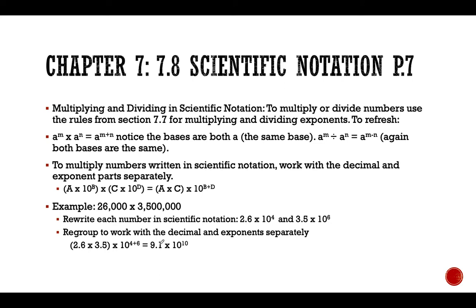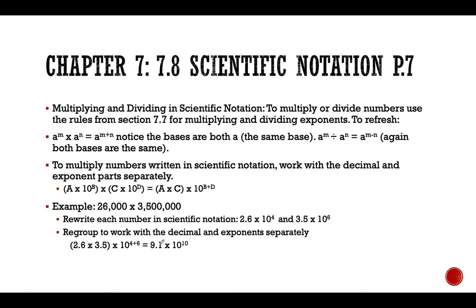Now, multiplying and dividing in scientific notation. To multiply or divide numbers, use the rules from section 7.7 for multiplying and dividing exponents. So to refresh, a to the m times a to the n equals a to the m plus n. And notice the bases are both the same. They're both a.